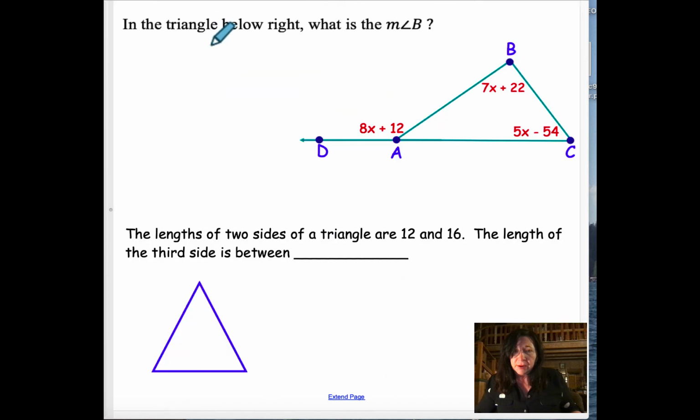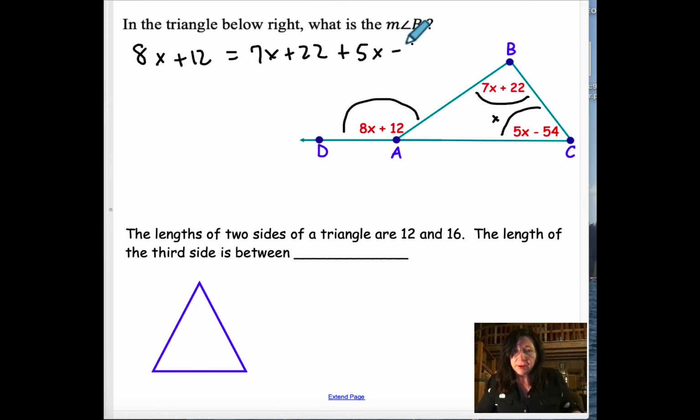What you need to know here is the exterior angle theorem. This one exterior angle is equal to the sum of the two remote interior angles. Remote meaning away from, so it wouldn't include this angle. So this one angle, 8x plus 12, is equal to the sum of those two: 7x plus 22 and then add 5x minus 54.